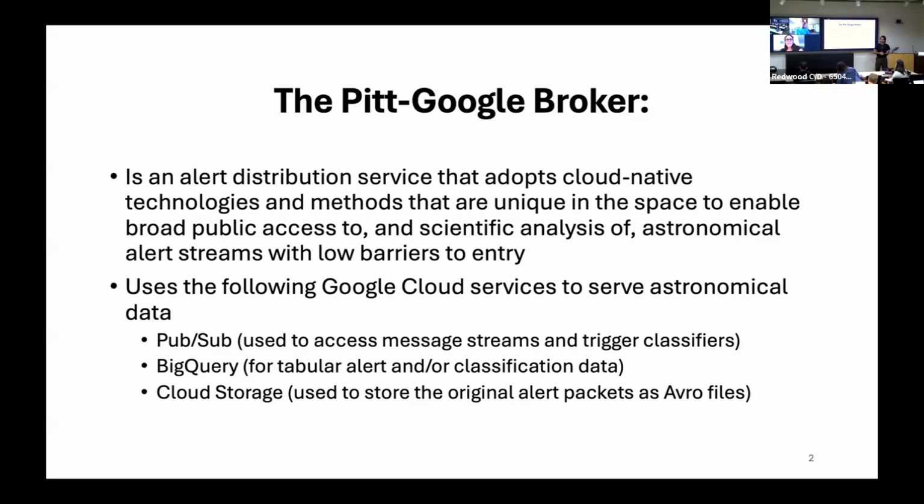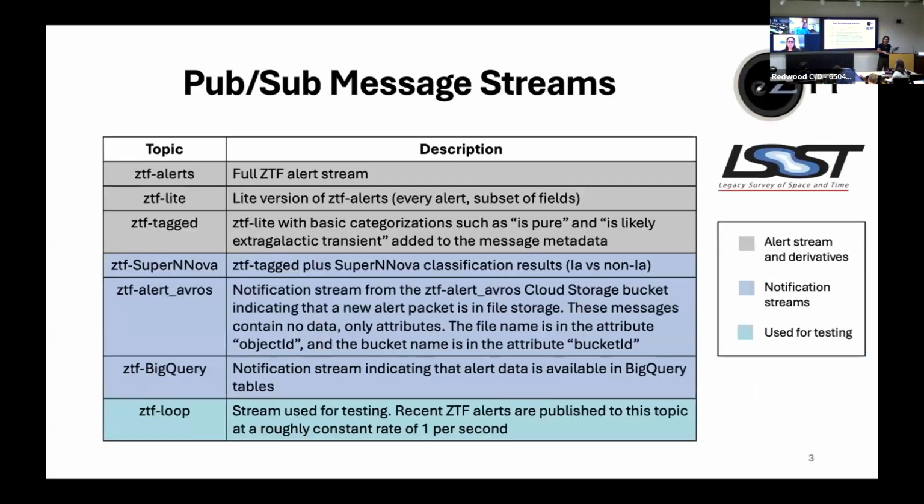We achieve this by using the following Google Cloud services to serve astronomical data, and this includes Google Cloud PubSub, BigQuery, and Google Cloud Storage. PubSub is an asynchronous and scalable messaging service used for streaming analytics and data integration pipelines to load and distribute data. We use this as our intermodule communication system, and users can leverage PubSub to subscribe to the variety of message streaming topics that we have. And these fall within the 3 categories that you see here.